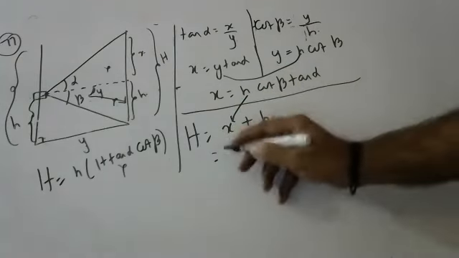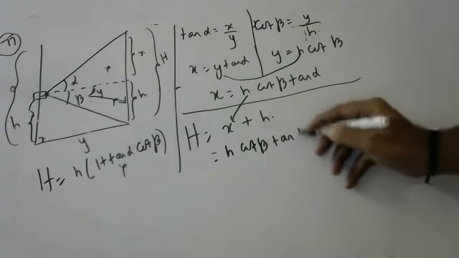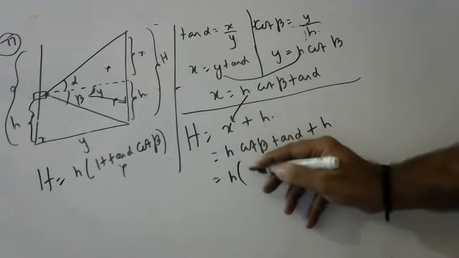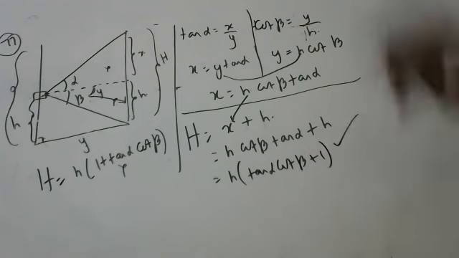I don't know, the question is wrong. Substitute here, children: h cot beta tan alpha plus h. Now take h common. If you take h common, it is h times (tan alpha cot beta plus 1). That's it. Hence proved.